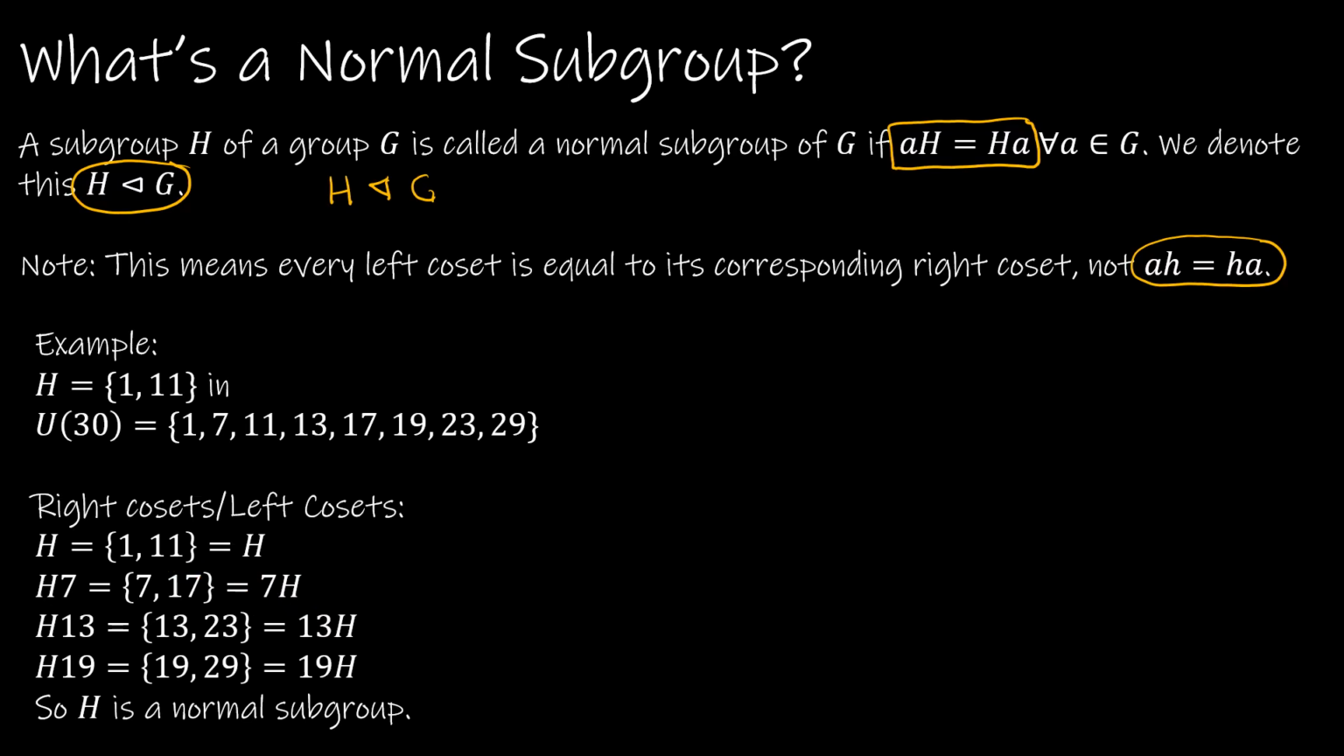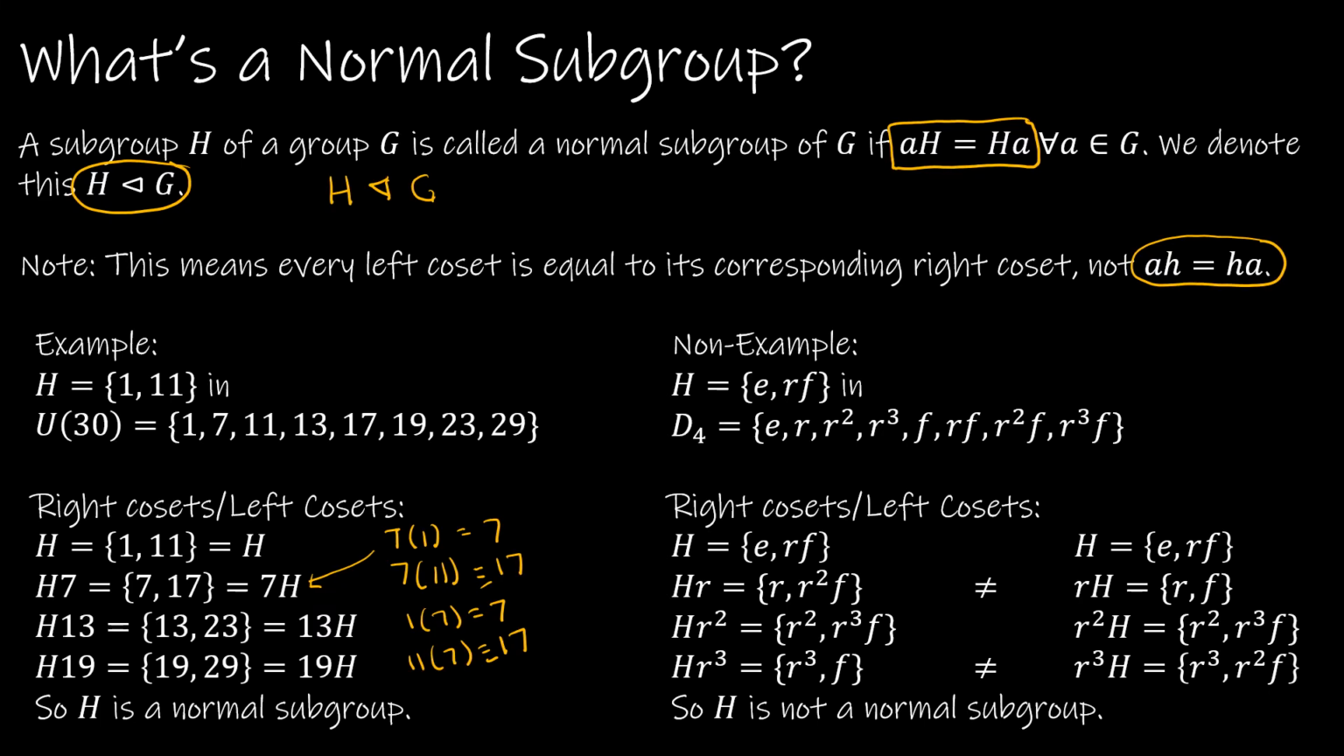So if I'm taking 7H, that means take 7 times 1 and 7 times 11. Well, 7 times 1 is 7, and 7 times 11 is 77, which mod 30 is 17. So notice that 7H is the same as H7, because to find H7, of course, we took 1 times 7, which was 7, and 11 times 7, which was 17. I guess I should be using proper notation there, mod 30. So we can see that H is a normal subgroup.